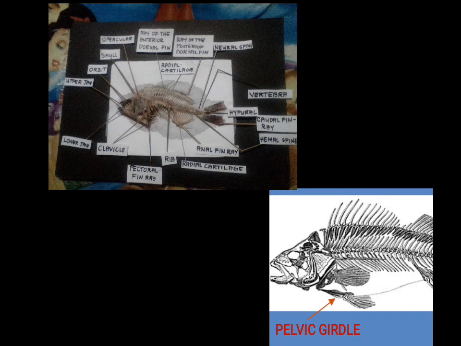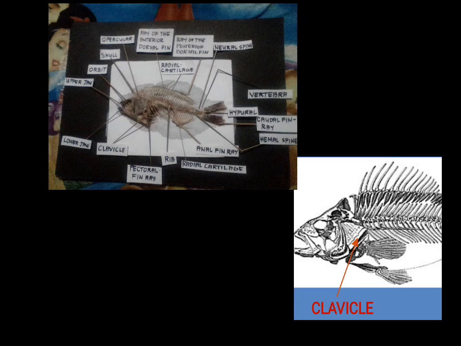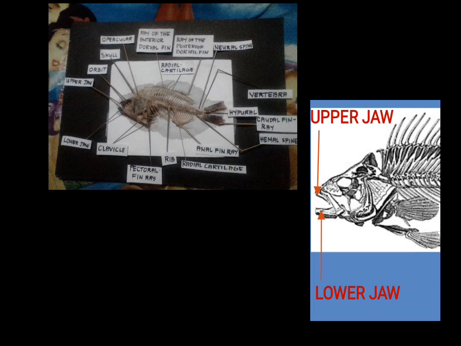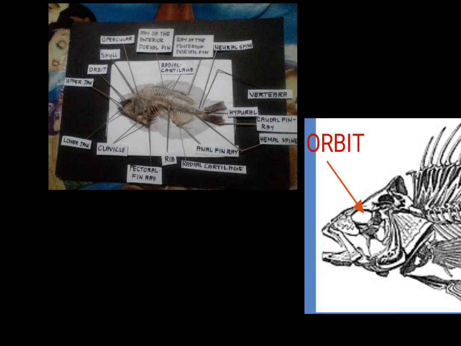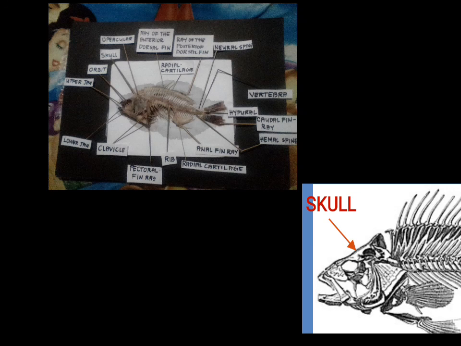Then the pelvic girdle is a set of bones forming the pelvis. Then the clavicle is a shoulder bone. Then the lower jaw is the mandible. Then the upper jaw is a part of the mouth. Then, the orbit is the cavity of the skull that contains the eye. Then, the last part is the skull, the bony case of the brain of a fish.